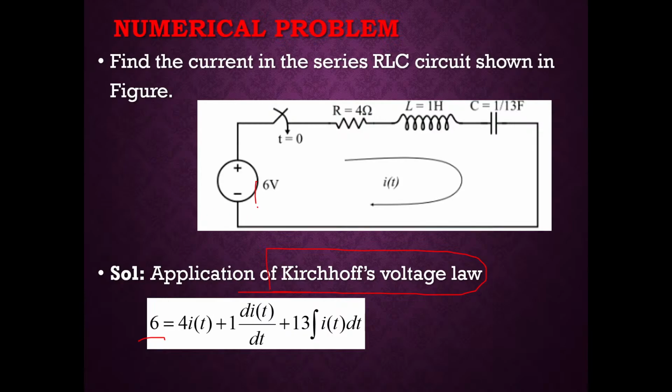6, the source voltage, is equal to the algebraic sum of the voltage drops. 6 is equal to R into I, where R is 4 and I is I of t, so 4 into I of t, plus L value 1 henry, so 1 into di by dt, plus the capacitor term, 1 by C integral of I dt. Since C is 1 by 13, 1 by C is 13 integral of I of t dt. So the KVL expression is 6 equal to 4 I of t plus 1 into d by dt of I of t plus 13 integral of I of t dt.